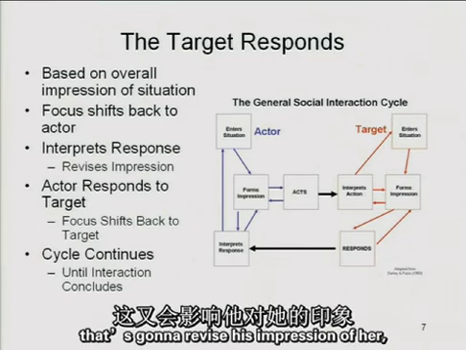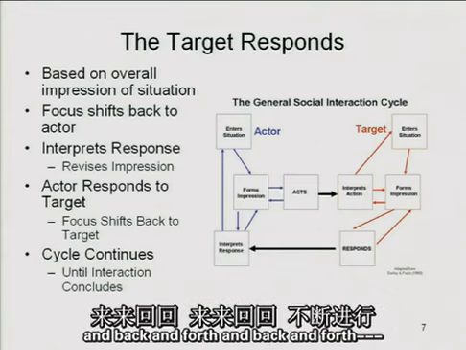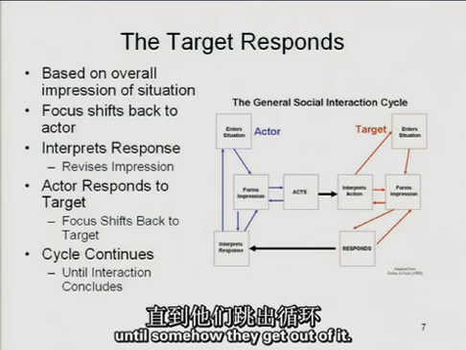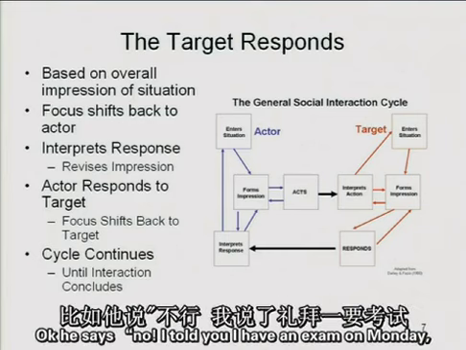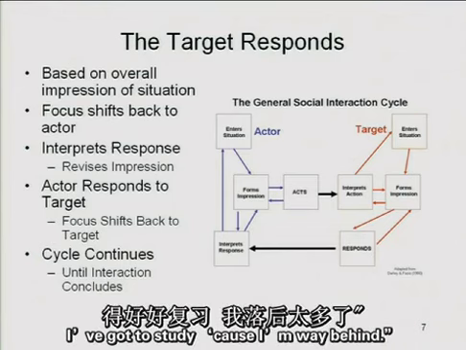That's going to revise his impression of her, and the whole thing is going to go back and forth and back and forth and back and forth. That's why we call it a cycle, until somehow they get out of it. Okay, he says, no, I told you, I have an exam on Monday. I can't go out this weekend. I got to study because I'm way behind.